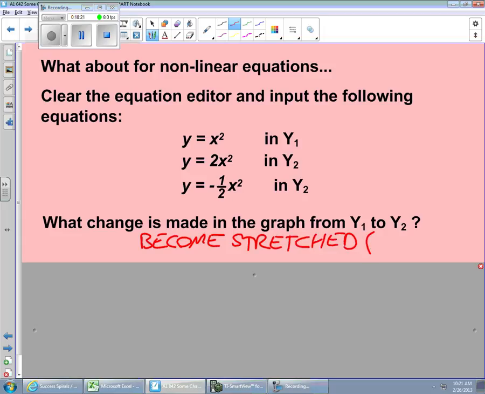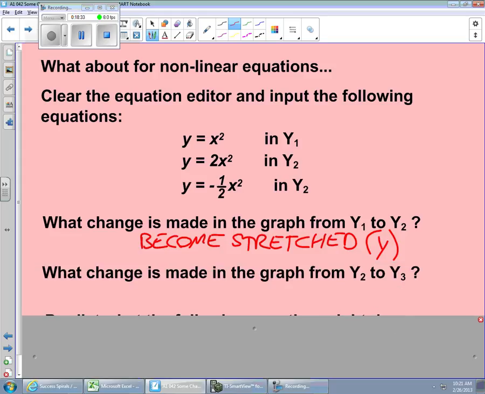And when they talk about stretched, they're talking about the y value. The graph is being pulled upward more quickly than it was before. That is what they mean by stretching it. Okay. What change was made in the graph from y2 to y3?